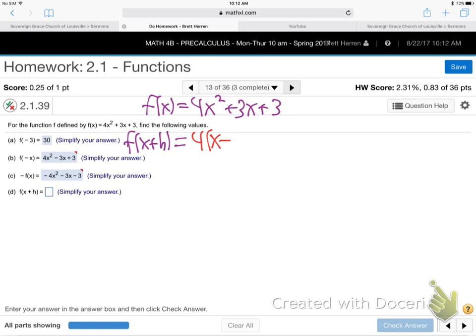So x plus h, x plus h. Is that good to there? We good so far? Plug in x plus h. So now we got to FOIL things out. So this is x plus h, kind of messy here.